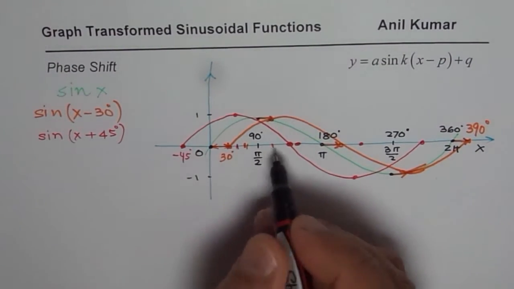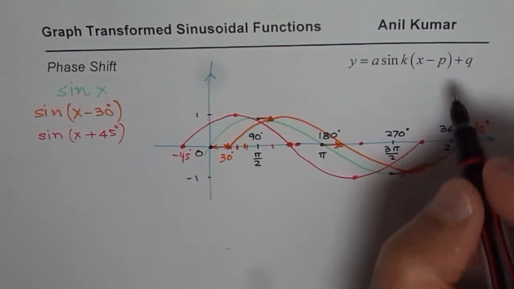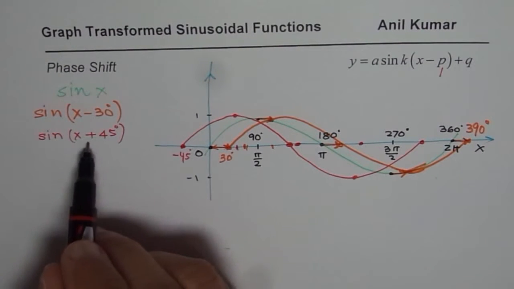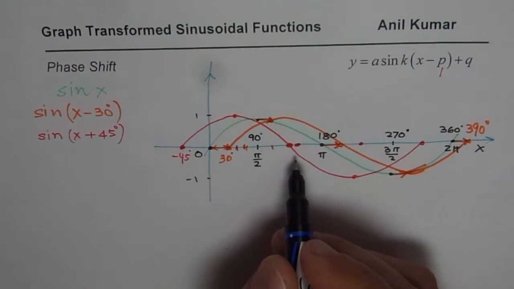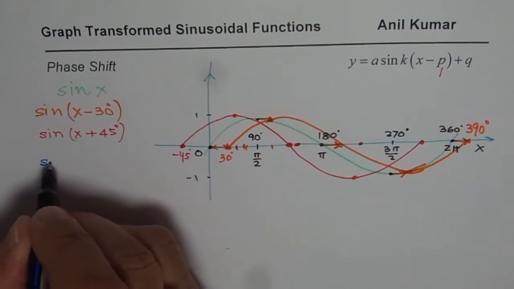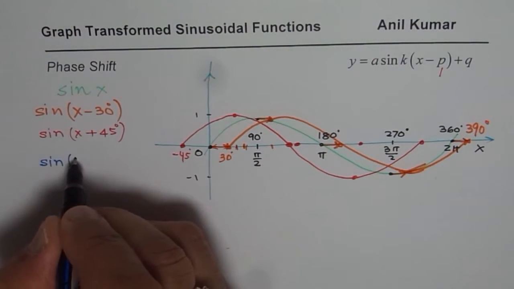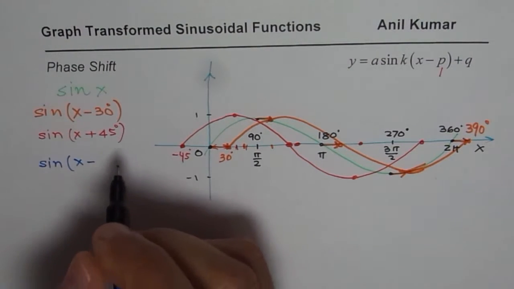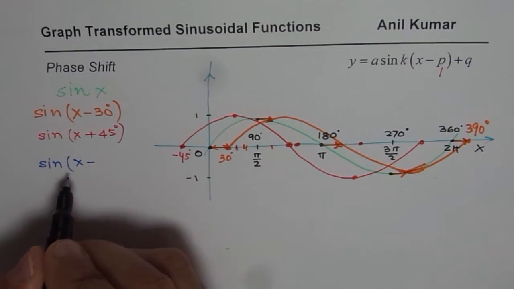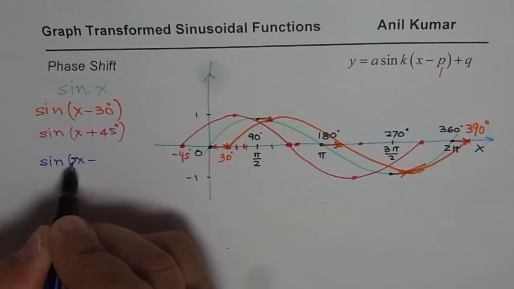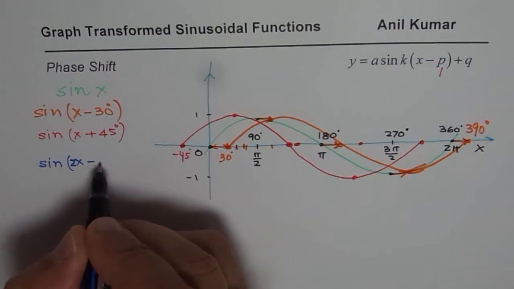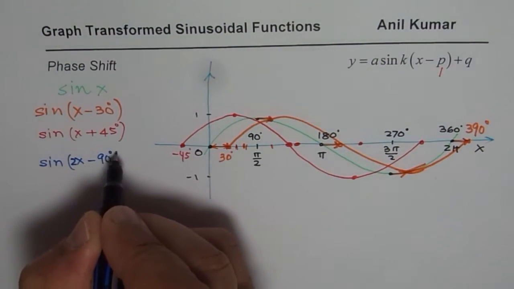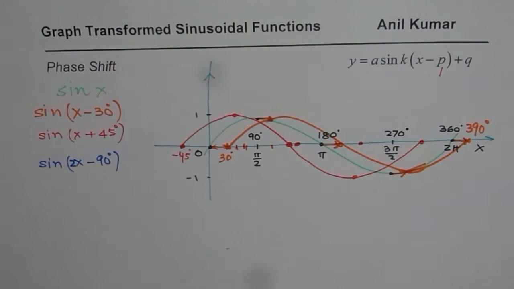So we move 45 degrees to the left to incorporate the phase shift of minus 45. I hope by now you have got some idea, right? So let me sketch some more, and this time we'll take angles in radians. So let us say we have sine x, and let me complicate this equation a bit. So we'll write 2x here: sine 2x minus, let us say, 90 degrees. Okay, so that is how I'm writing my wave.